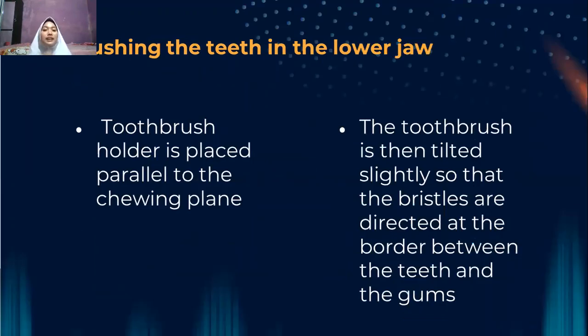Brushing the teeth in the lower jaw. The toothbrush holder is placed parallel to the chewing plane. The toothbrush is then tilted slightly so that the bristles are directed at the border between the teeth and the gums.